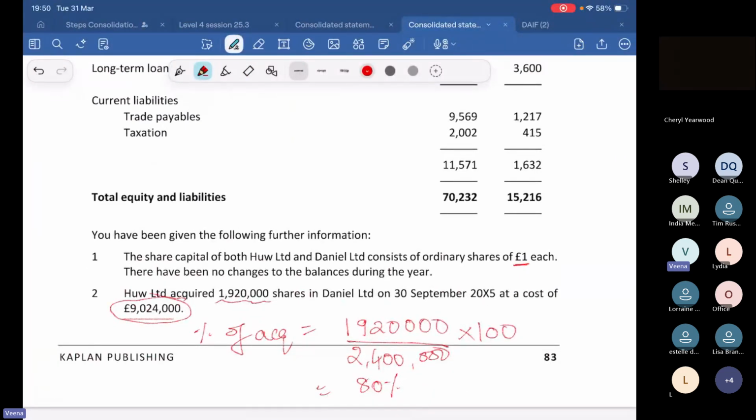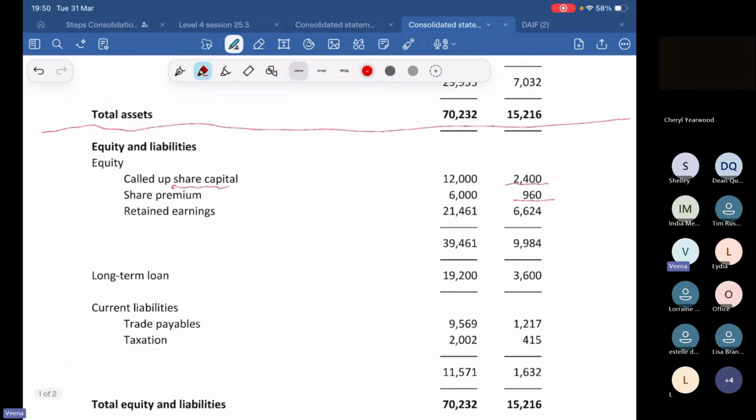So let us do it now. What all things do we have to take care of? There is equity. There is share capital here. There is share premium here. And can you see there is retained earnings as well here?